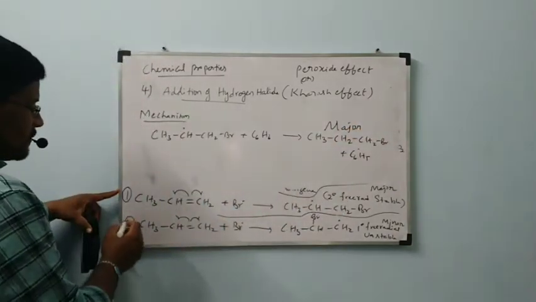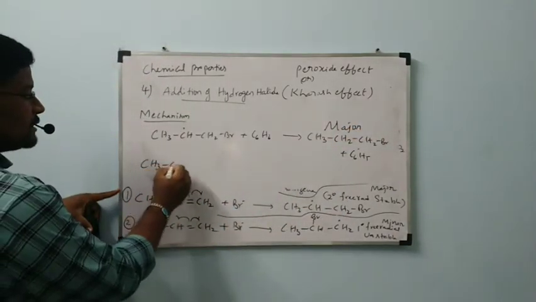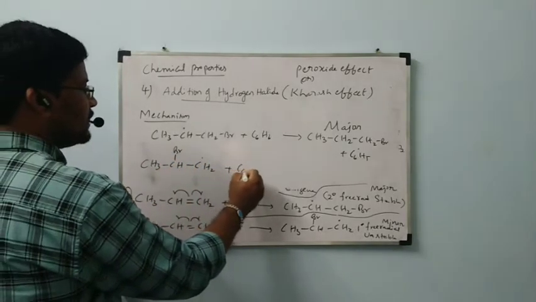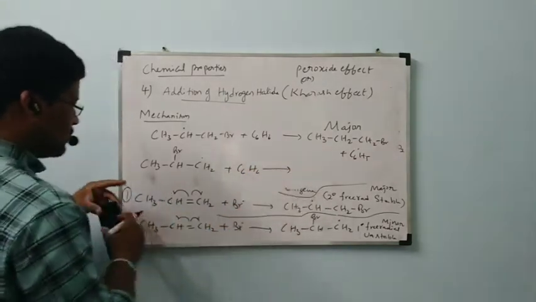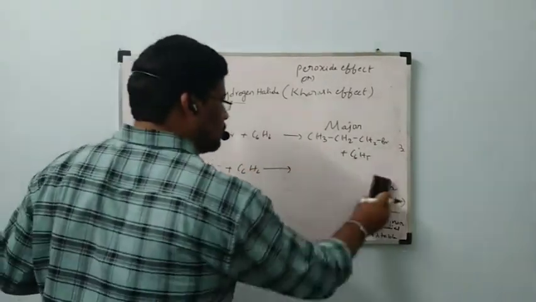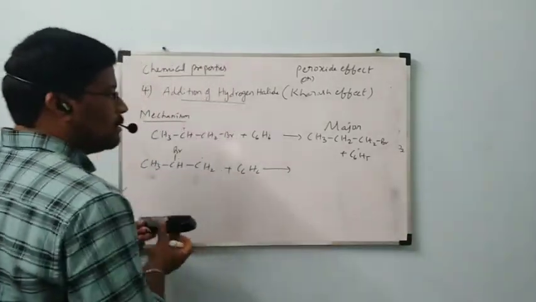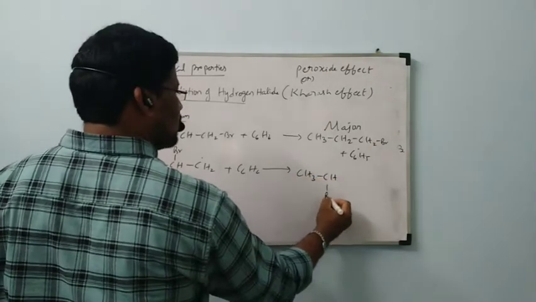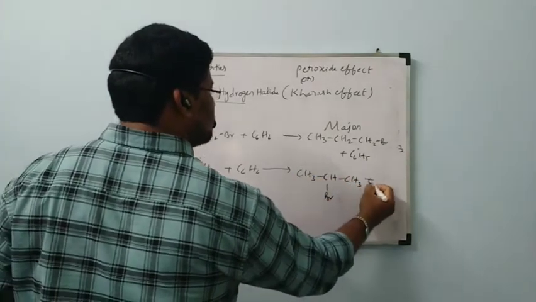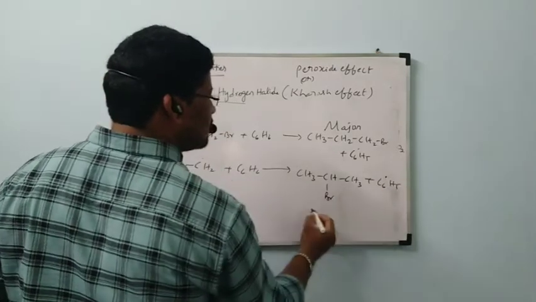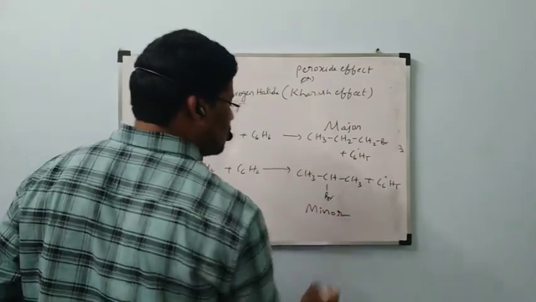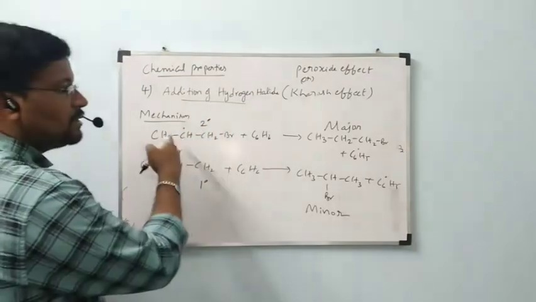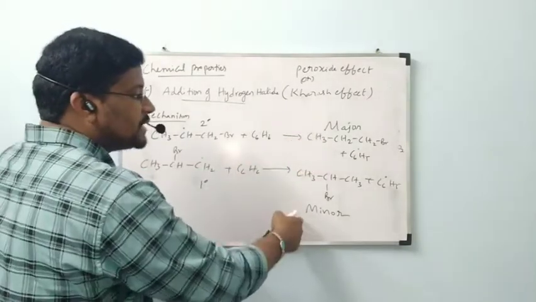What about the other possibility? CH3 CH Br CH2 free radical reacts with C6H6 and forms CH3 CH Br CH3 plus C6H5 free radical. This is the minor product, because here this is a secondary free radical and this is a primary free radical. This is more stable, so it is formed as the major product, and this is formed as the minor product.